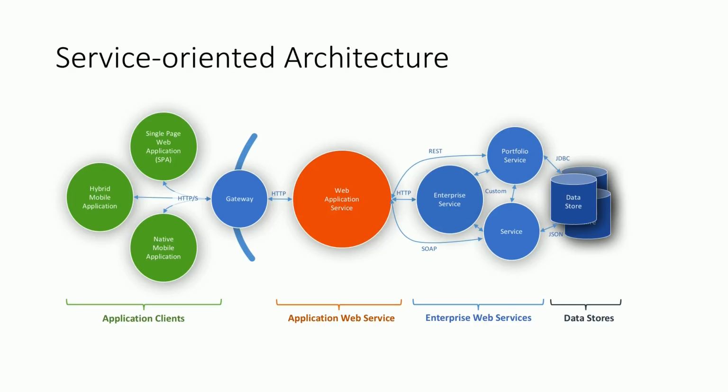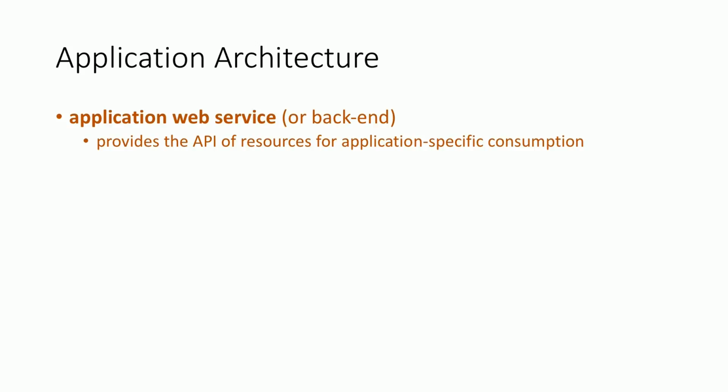Let's talk about application architecture, the application itself. In this case, we're just talking about the orange bubble here. The application web service is also called the backend. It provides an API of resources for application-specific consumption.